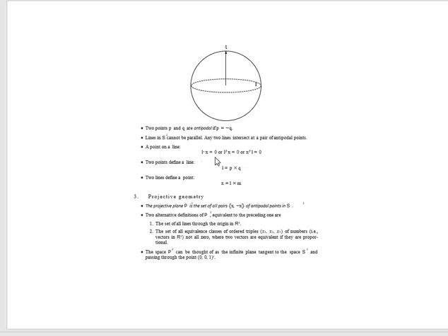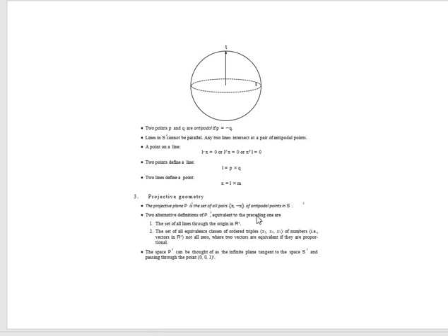A point on a line, that is l into x equals 0, is given by this. So the two points define the line, that is l equals P cross Q, and two lines define a point, which is given by this. Now we have the projective geometry.